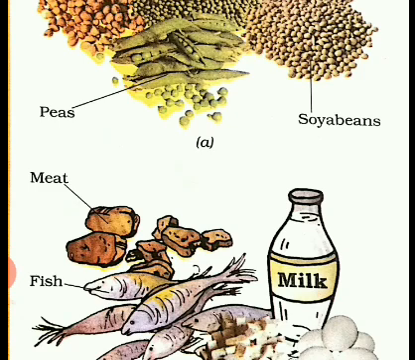So protein we get from animal products also, like fish, meat, egg, milk. They also help us to build our muscles. So they are called bodybuilding food.